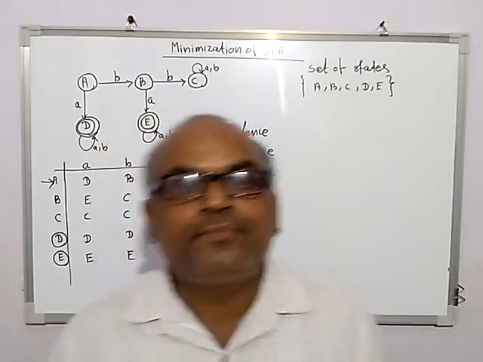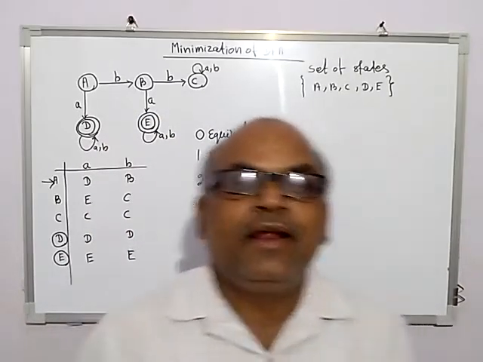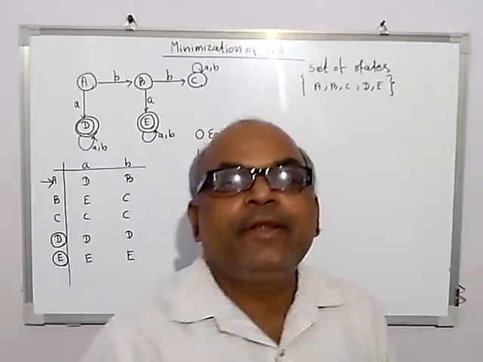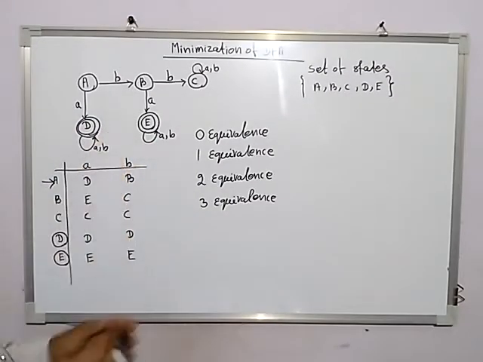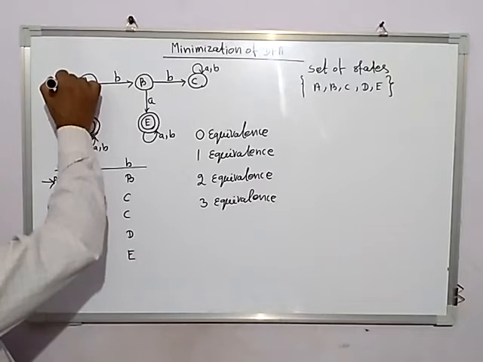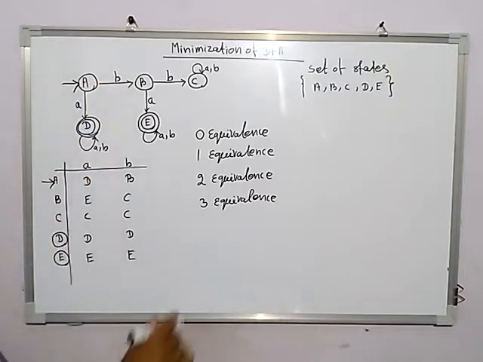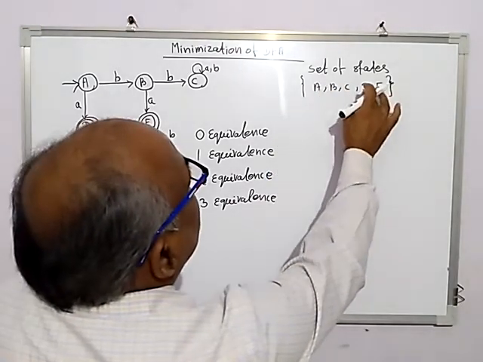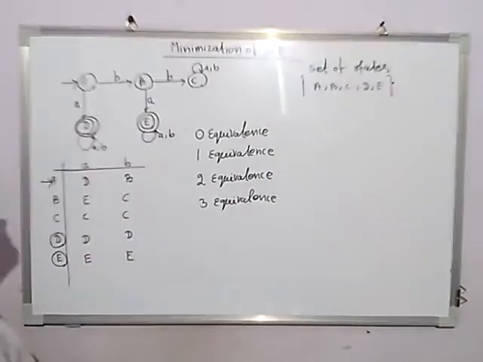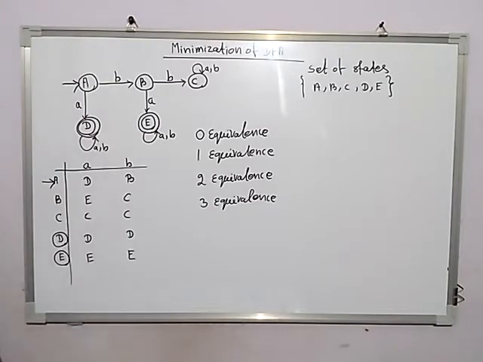In this video, I will explain how to minimize a given DFA. Suppose this is our given DFA whose state A is the beginning state and D and E are final states. That means the set of states is A, B, C, D, E. D, E are final states, and A, B, C are non-final states.